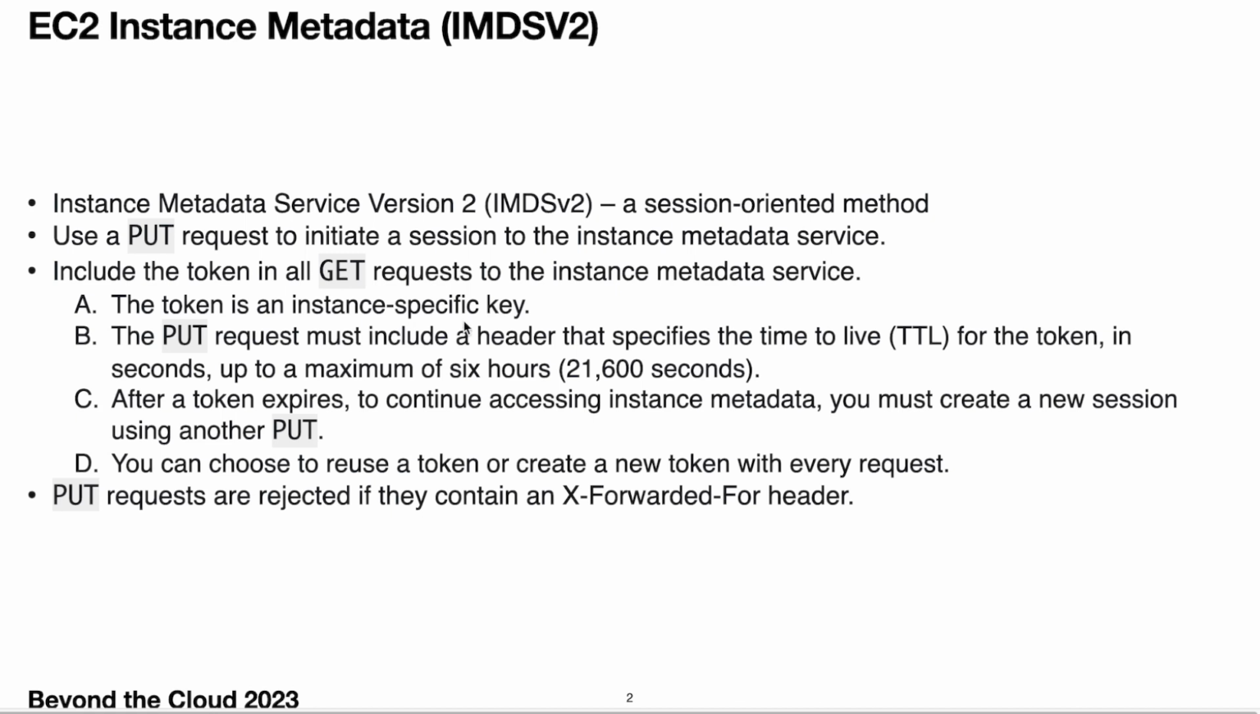The token is instance specific. That means if you have 4 instances in an account, and you have created a token for one instance, you will not be able to use that token for the other instances. So keep in mind, this is very instance specific. Also, in the PUT request we have to specify a TTL, that is time to live, which says how long the token will be valid. We can give a maximum of 6 hours for this token validity, and after that you have to generate a new token to access the metadata service.